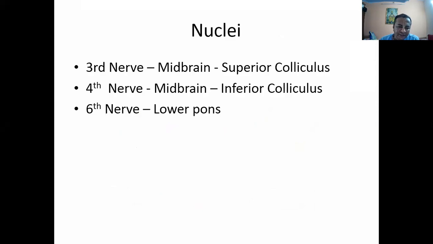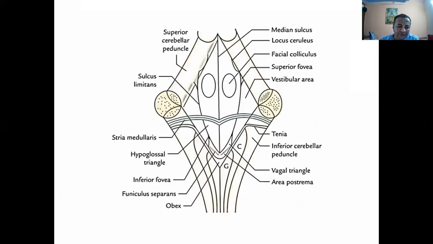So the nuclei of third nerve at the level of superior colliculus of midbrain, fourth nerve at the level of inferior colliculus of midbrain, sixth nerve at the level of lower pons. And this is the posterior aspect of the brainstem, where we see the floor of the fourth ventricle, where we see the superior colliculus, and here we see the facial colliculus, and here we see the inferior colliculus and superior colliculus.